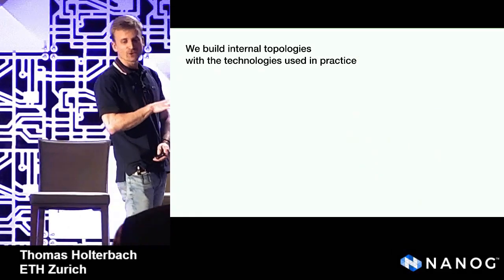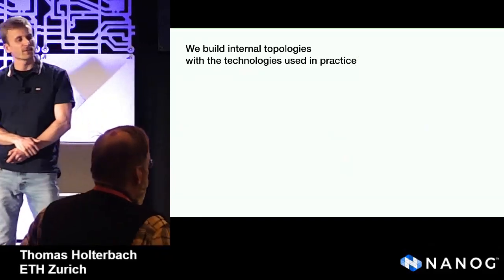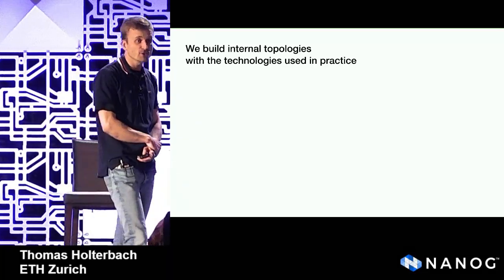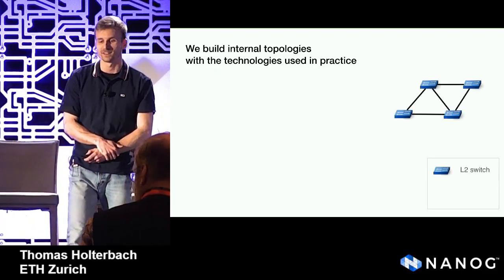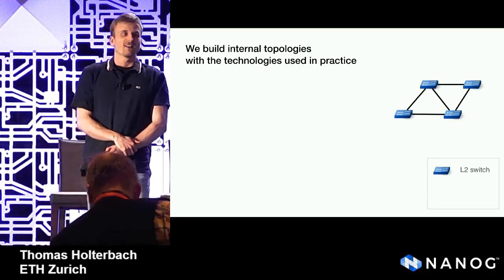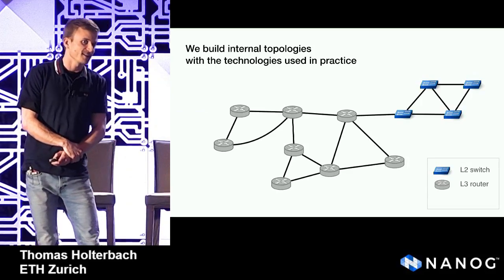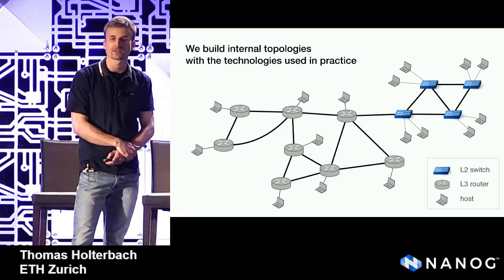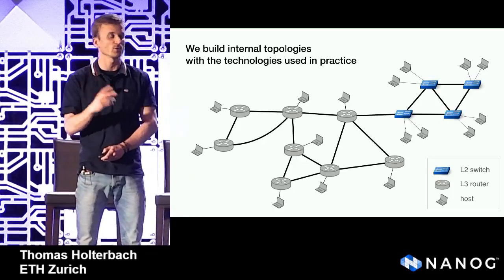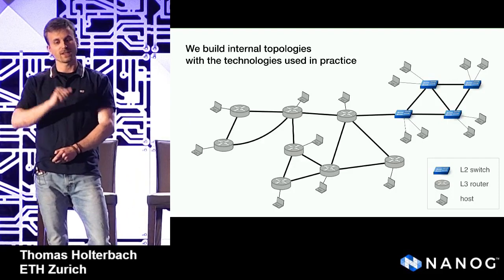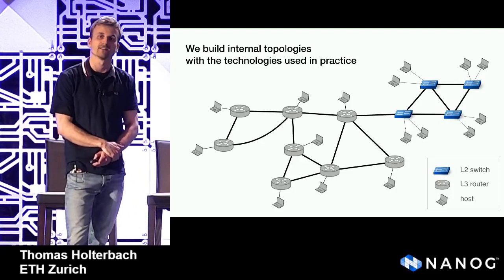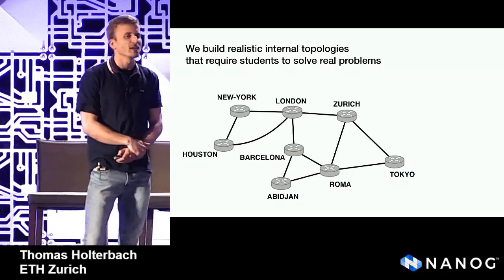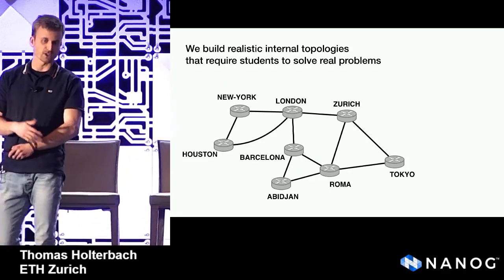Now regarding the internal topology that we use here. We always use the same internal topology in every AS. And to build those internal topologies, we use the same technologies that are used in practice. So this means that they are layer 2 switches, IP routers, and hosts. There is one host connected to each router and 2 hosts connected to each switch. I will explain why 2 later, but this is the internal topology that we use in every AS in the topology.